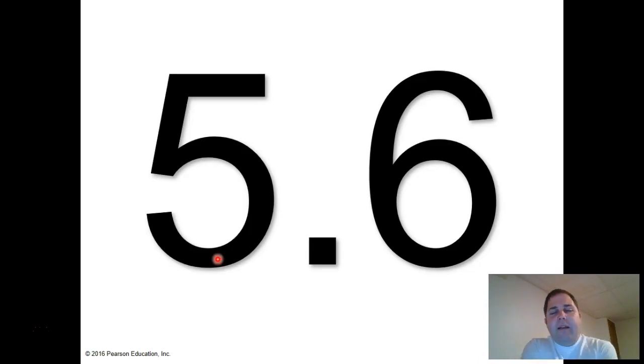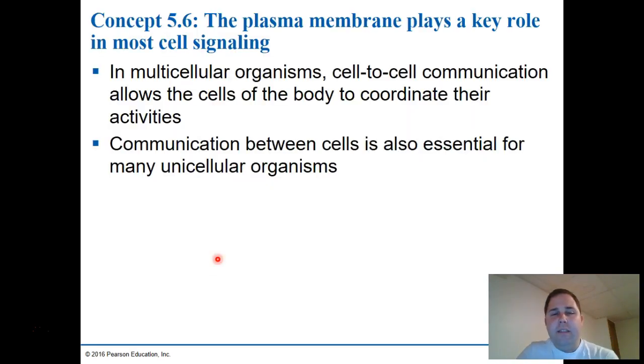And that finally brings us to 5.6, which is cell signaling. And again, the only thing we want to think about for 5.6 is just this idea that now that we know about the membrane, stuff is going to happen at the membrane. So cells are going to interact at the membrane. And the site of all cellular signaling is going to start at the membrane because that's the outermost limit of a cell. And so cell-to-cell communication is going to be important for both multi and unicellular organisms.